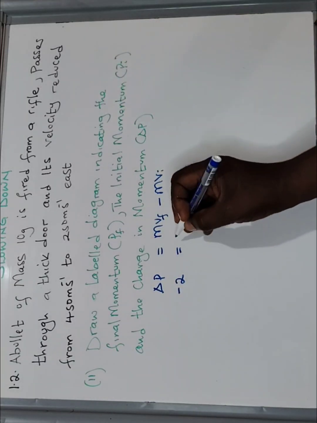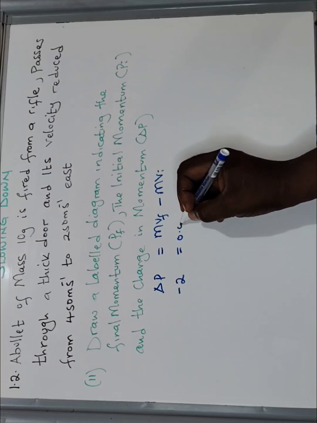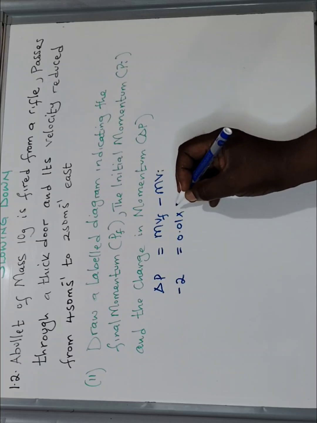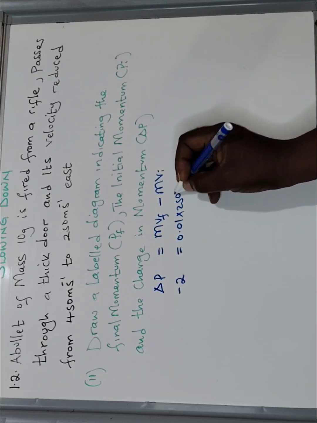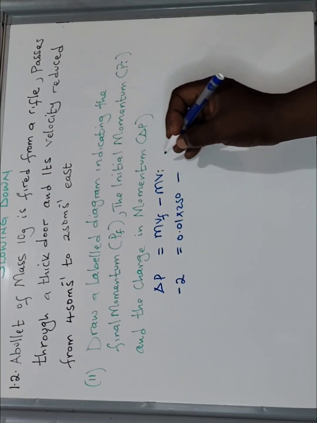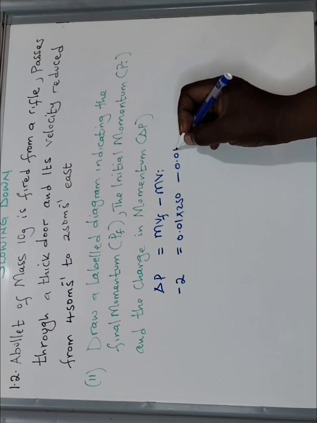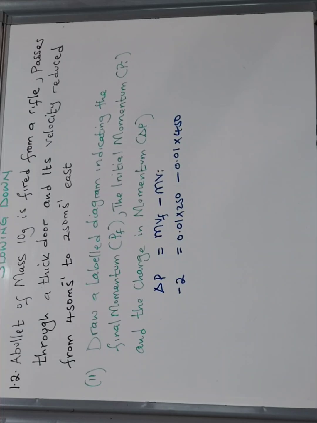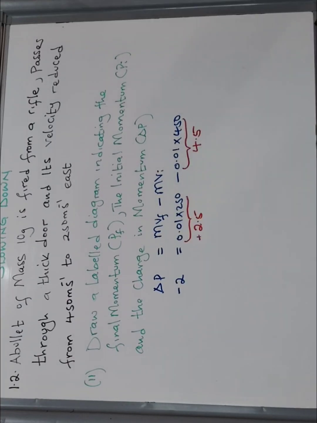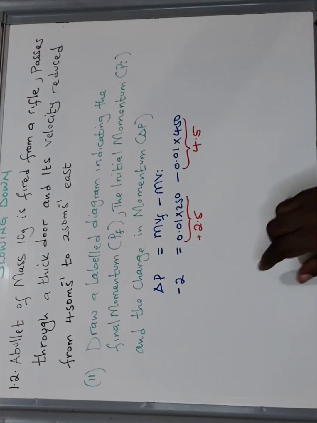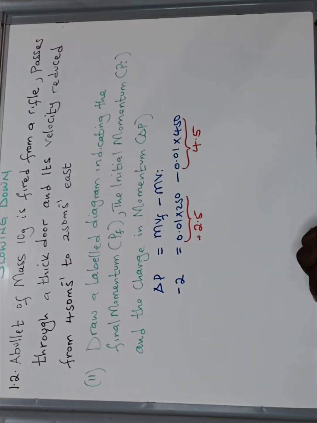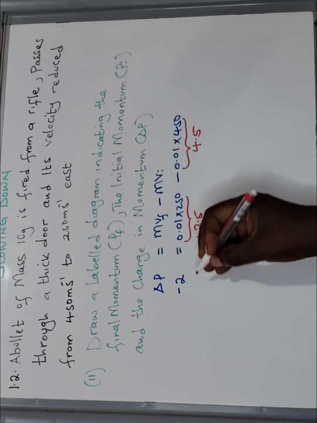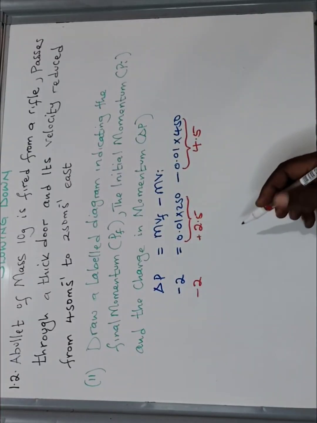Let us see. This was 0.01 times final velocity, which was 250. And this one was 0.01 times 450. Let us get those values. Okay. Yeah, then we come here. We have our change in momentum as -2.